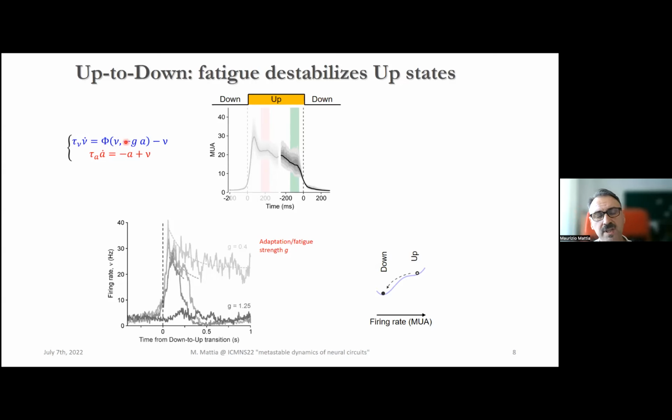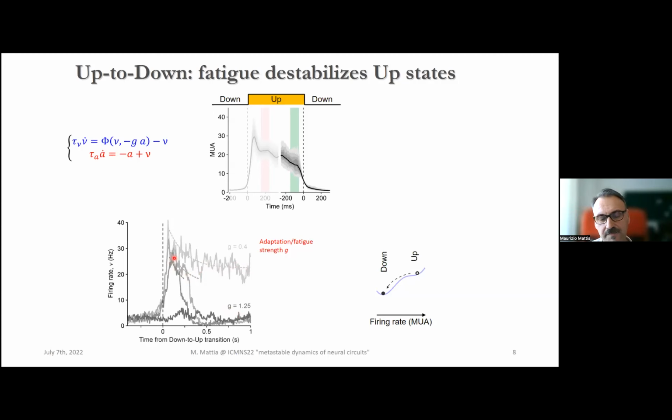Input currents, which are synaptic currents, are mainly due to the activity of the network and to the level of this fatigue. The stronger this parameter G is, which tells you how strong the feedback is, the easier it is to kill the up state. This is an example: you have a downward transition, and if G, the strength of fatigue, is not strong enough, there is an adaptation in the firing rate, but this adaptation doesn't destabilize the up state.